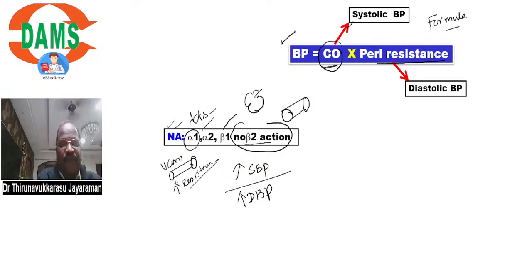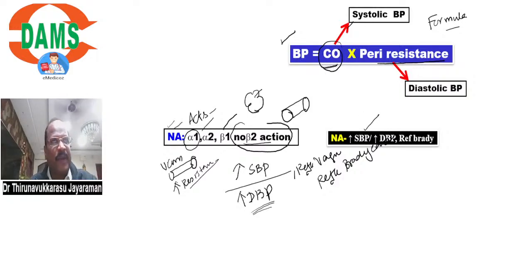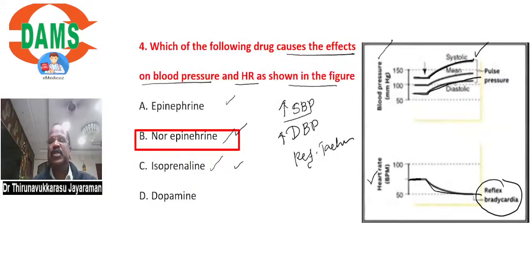Look at the point. Whenever there is an increase in diastole, the body wants to compensate. How? Reflexly, it causes stimulation of the vagus. The reflex vagal action causes reflex bradycardia. So, the ultimate point: norepinephrine increases systolic BP, diastolic BP, and causes reflex bradycardia. So, in your question, systolic BP and diastolic BP increase with reflex bradycardia. So, the answer will be norepinephrine.